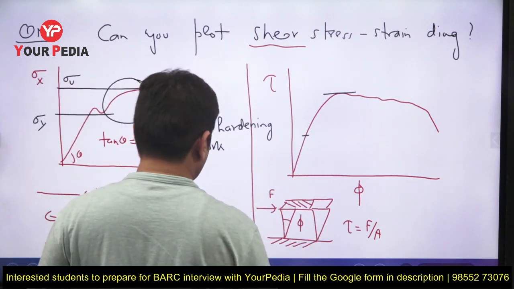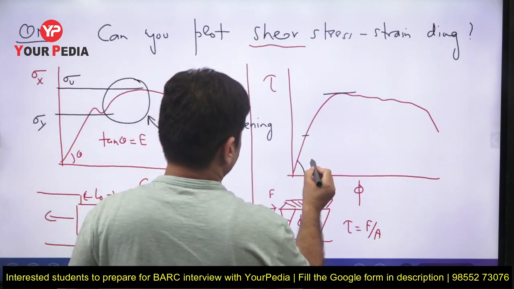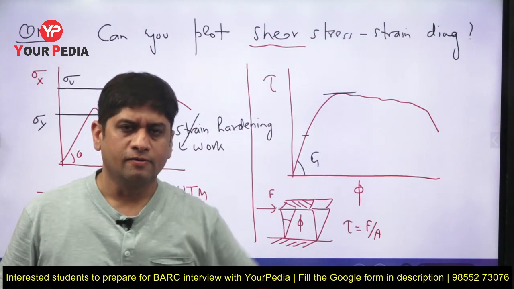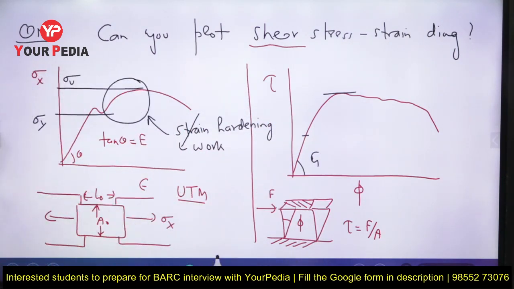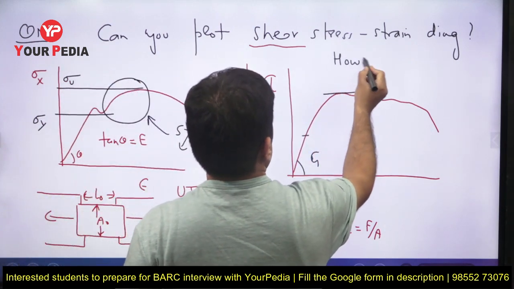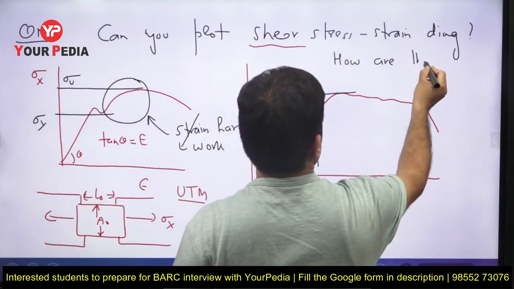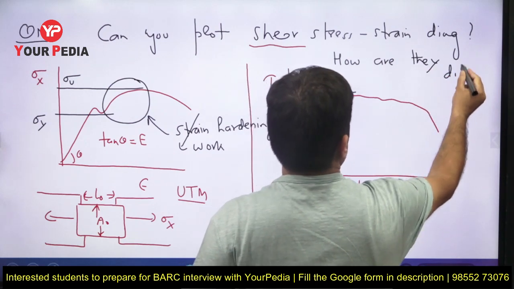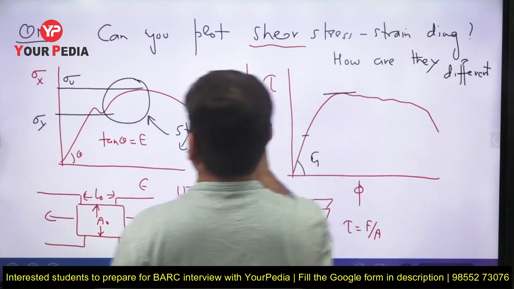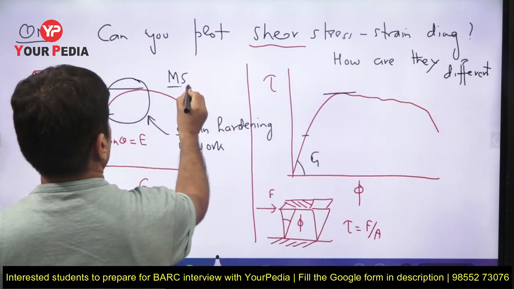And what is the slope of this diagram giving you? The slope of this diagram gives you the modulus of rigidity. Do we draw this graph also? Yes, normally this graph is also drawn. So he asks, can you plot the shear stress strain diagram, and the next question was how they are different, and which material I have drawn it for. It is mild steel only. As you know, this is for mild steel and this is also for mild steel.